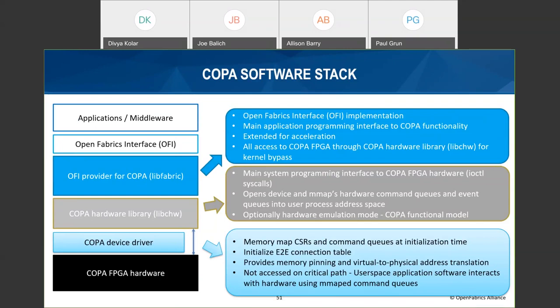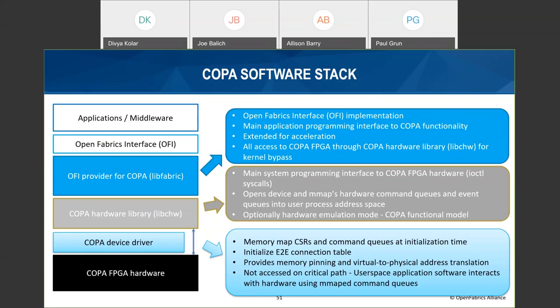There's a lot of end-to-end reliability connection table setup also that the device driver does. By the way, this is not going to be on the critical path. Once all the establishment and the setup is done, the upper layer software can directly use it and have a kernel bypass.